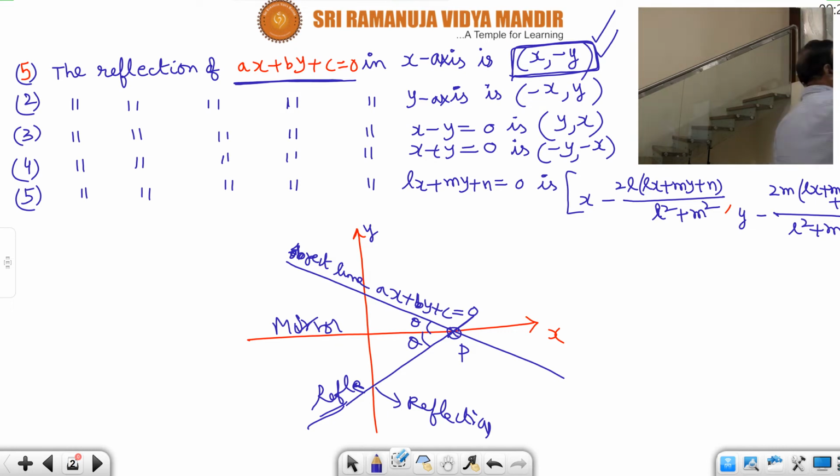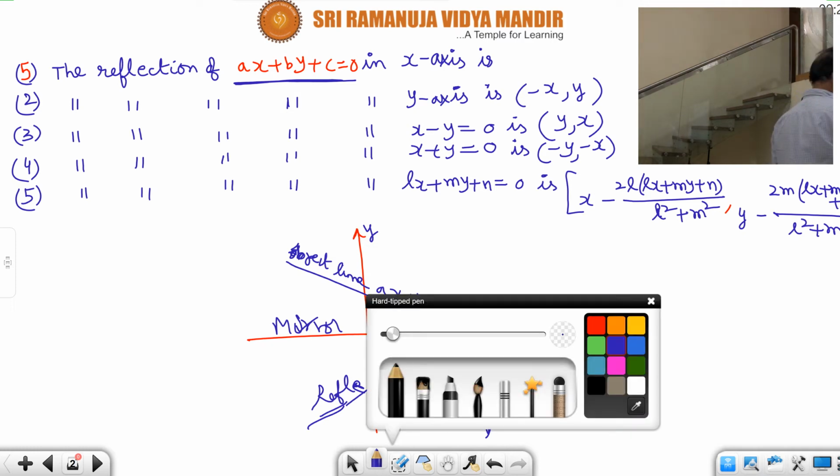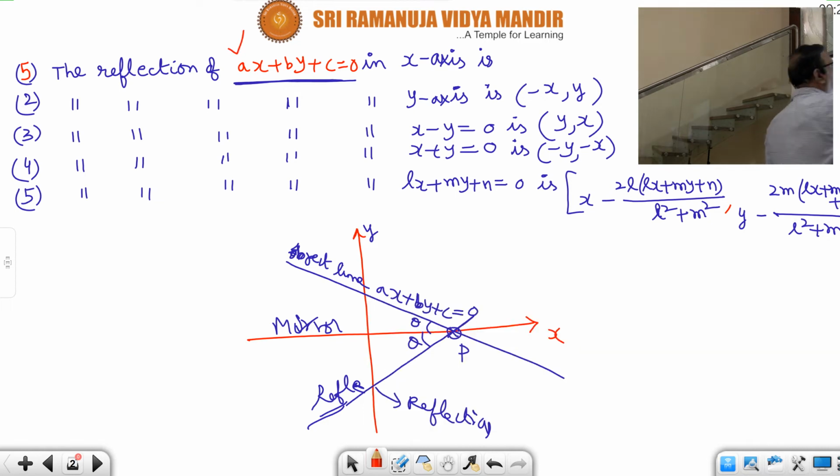Very good, very good. This I will remove. I will write it in red ink only. So please note down this formula. X comma minus y we have substituted in this formula. So I get ax minus by plus c is equal to 0. Same method for the next formula also.